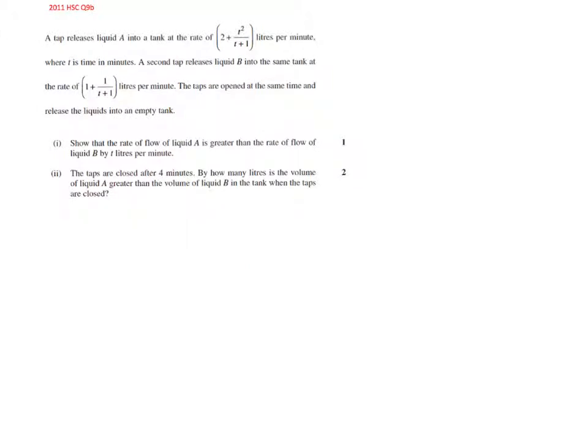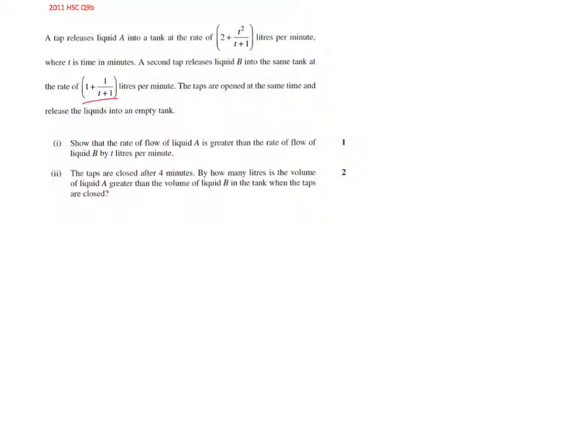Alright, now I've just made the question a little bit smaller to fit in some more working out on this page. Now a tap releases liquid A at the rate of that, in litres per minute, where t is time in minutes. A second tap releases liquid B into the same tank at this rate in litres per minute. The taps are open at the same time and release the liquid into an empty tank.